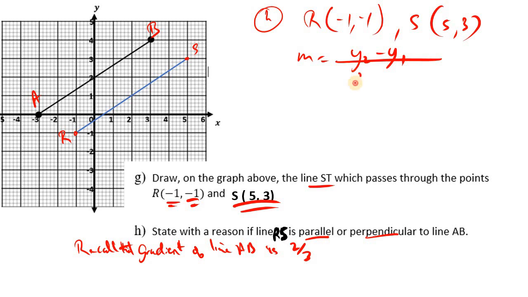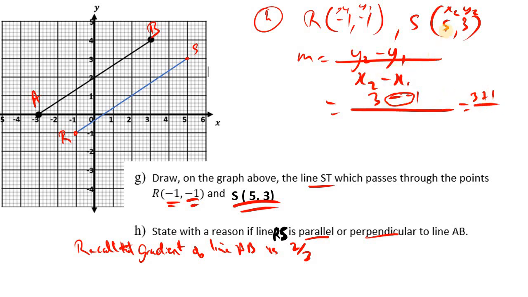To find the gradient, we can find the difference between the y values, and find the difference between the x values. So let's label them x1, y1, x2, y2. y2 is 3 minus y1, which is -1. Subtracting negative is positive. That's going to be 3 plus 1. And the x values, 5 minus -1. So it's going to be adding here because subtracting negative is positive. 5 plus 1 is 6, so it's going to be equal to 4/6, of course, which is 2/3.